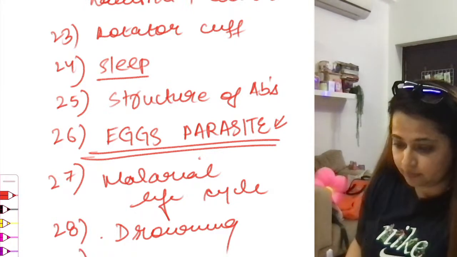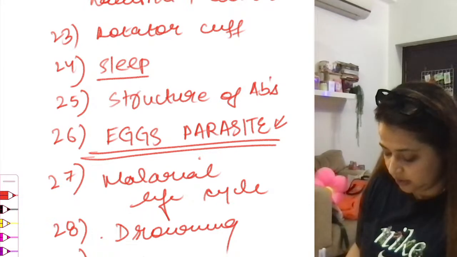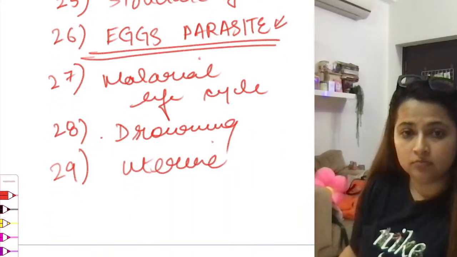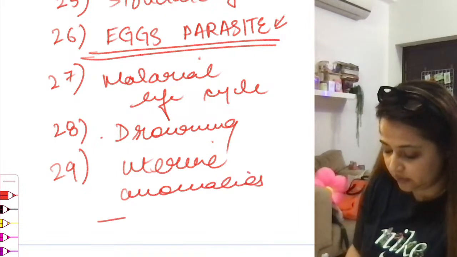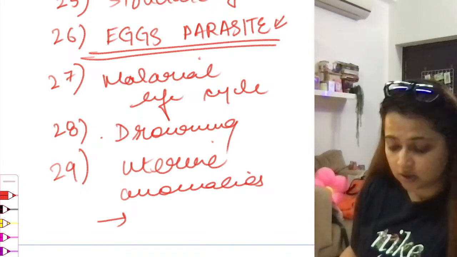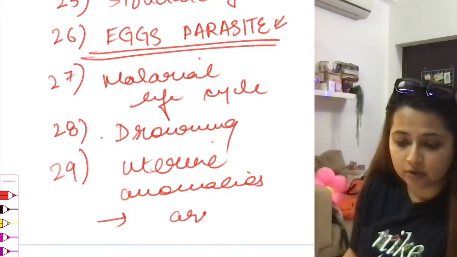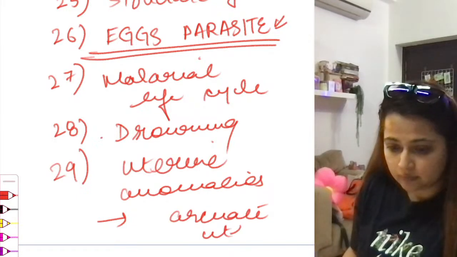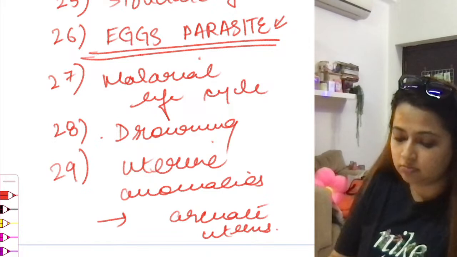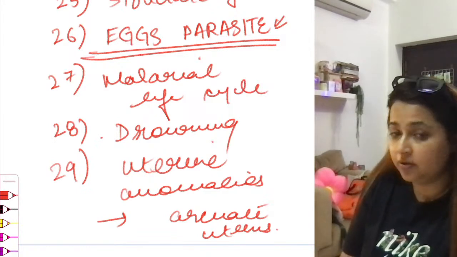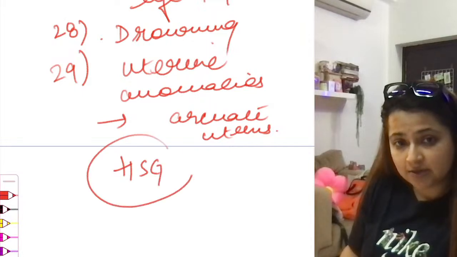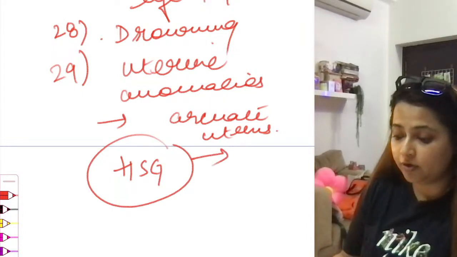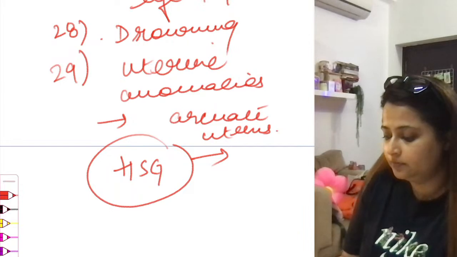Then different types of uterine anomalies. Very high yield; in previous years they have been asked. Uterine anomalies like arcuate uterus, bicornuate uterus, HSG findings. You should know how to look at the HSG and comment on the type of uterus. So always do this.